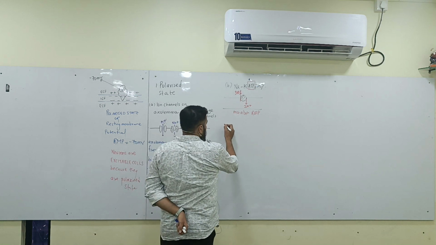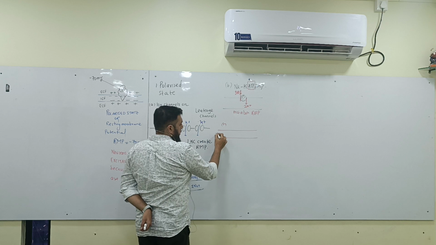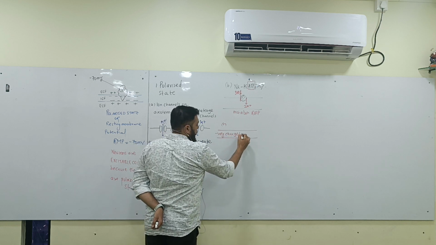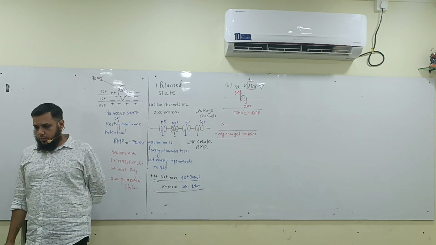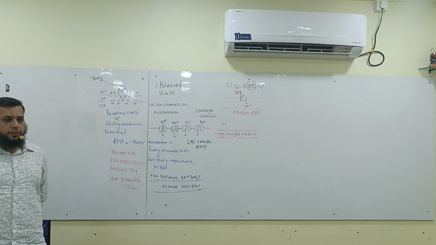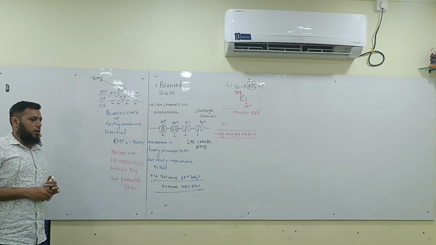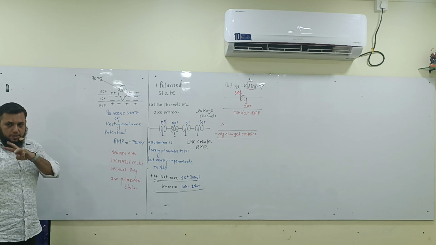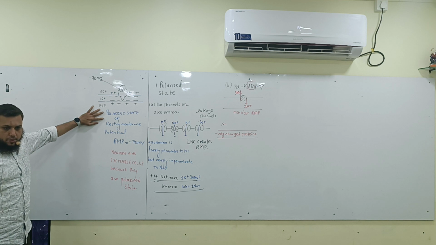And the third reason is the axolemma is impermeable to negatively charged proteins. The axolemma is impermeable to negatively charged proteins. So how many reasons are there? 3. So what are the 3 reasons that make a neuron polarized?